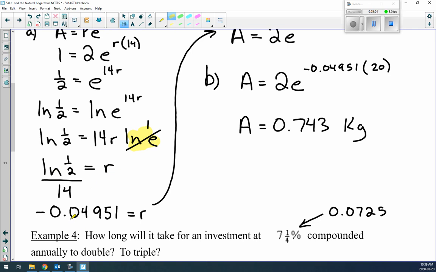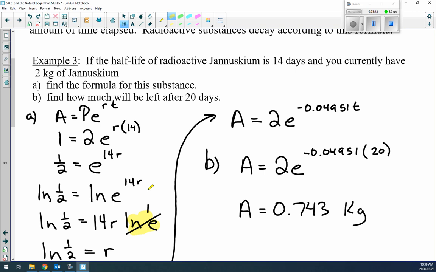Oh, that's weird. It's a negative rate. Why is it a negative rate? Well, it's reducing, right? It's going down. It's decaying. Okay, so now what we can do is we can answer the next question.